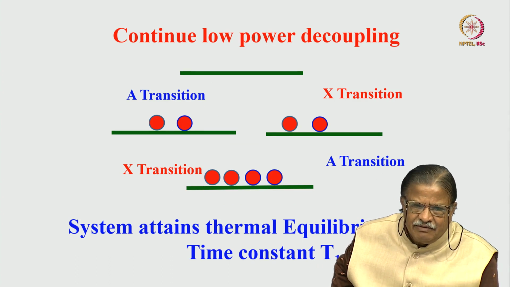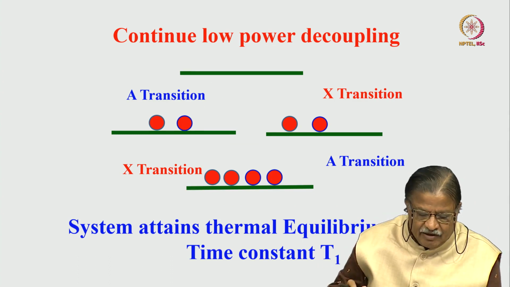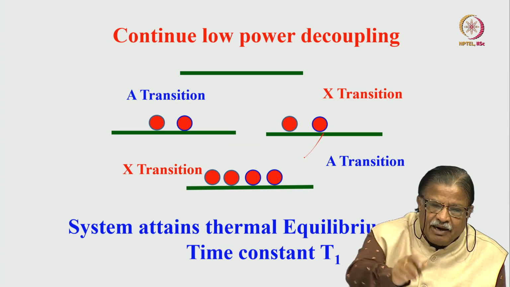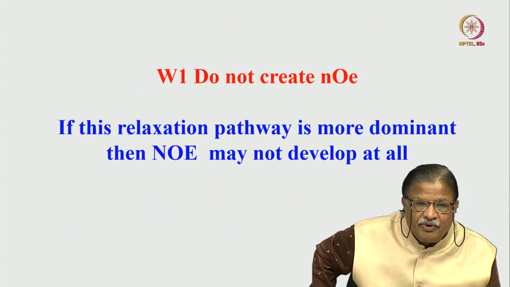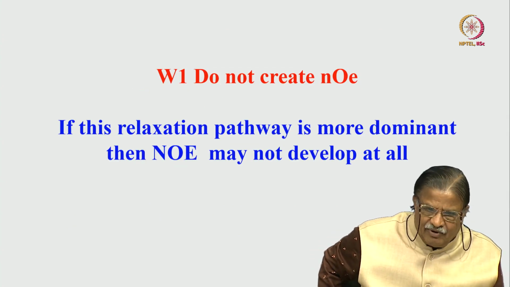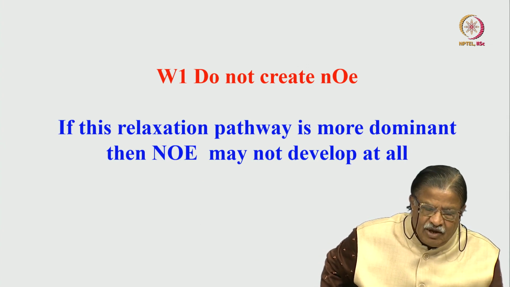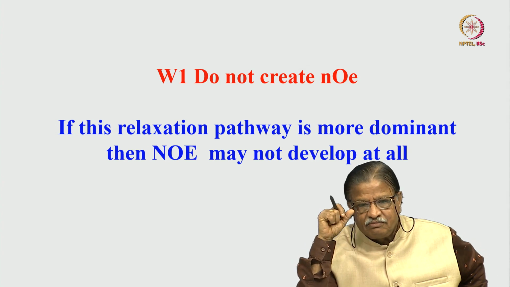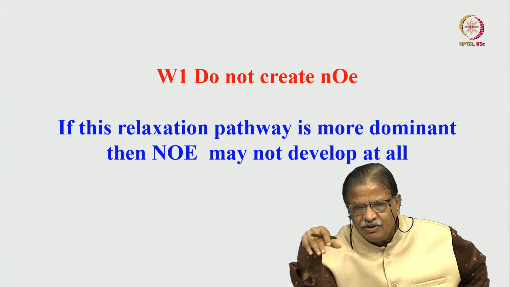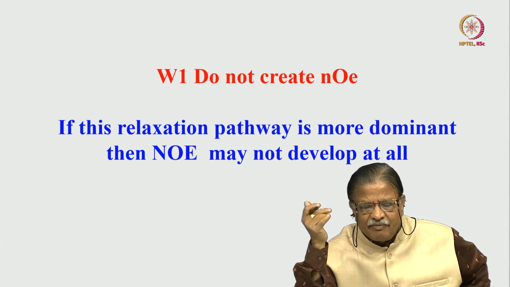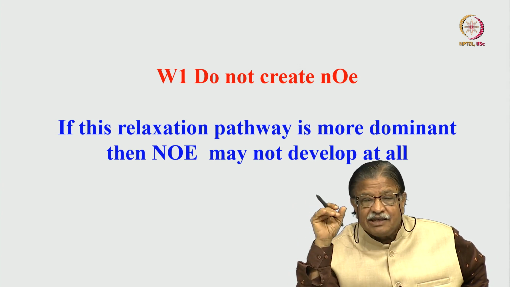Continue low power decoupling, again attain thermal equilibrium. That's all that happened. Here we come back to equilibrium. So this is the situation. In an NOE, you irradiate one of the peaks and see the effect on the other spin. What happens within the system you don't know. Spins can relax through zero quantum, double quantum or other ways. Single quantum relaxation is also possible.